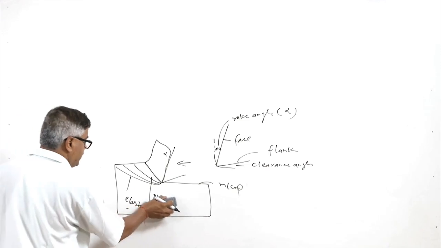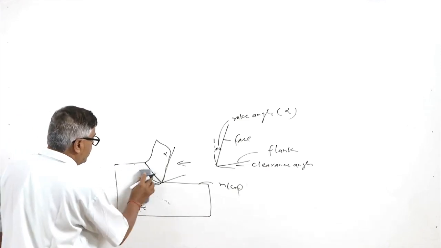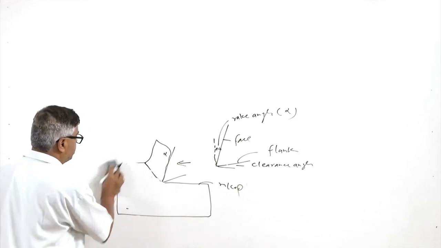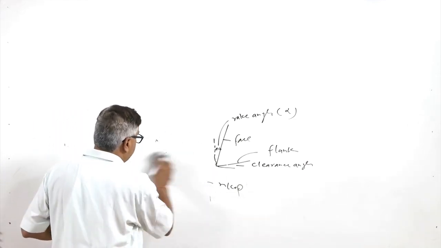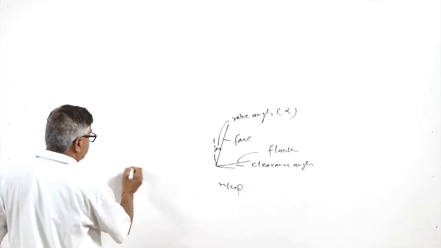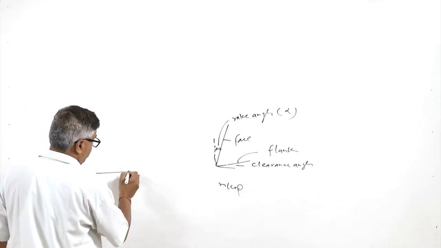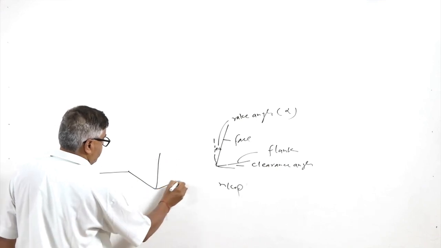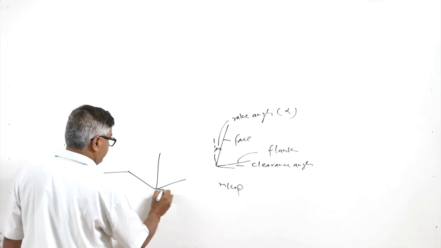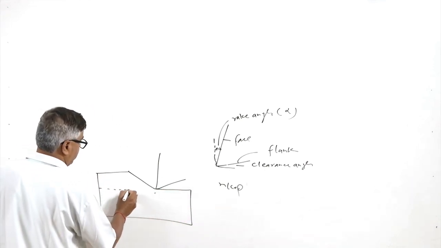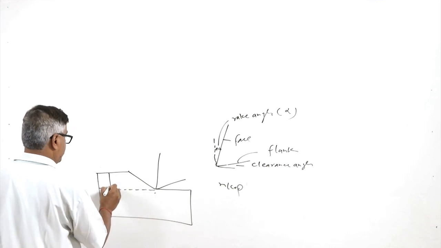So, if we see this one, the depth of cut and the kind of chip which is being formed in this case will be significantly different. So, the depth of cut by which the tool has penetrated is this much.